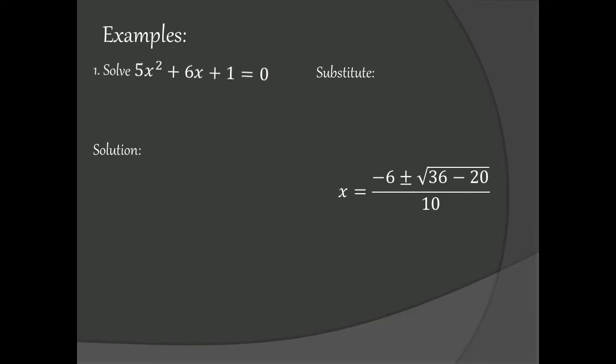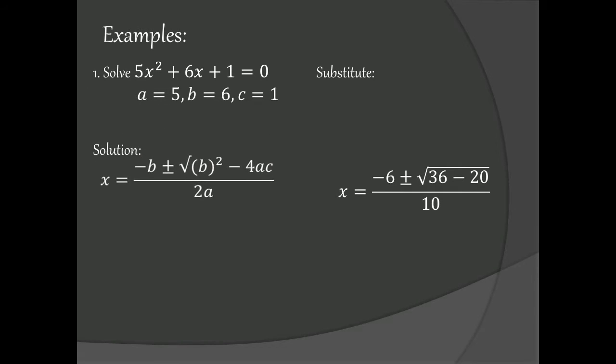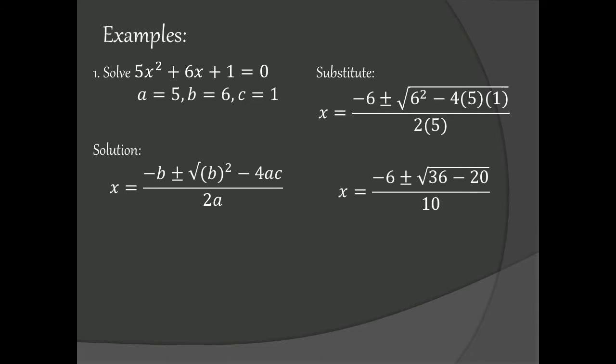For examples, find the roots of the equations by using the quadratic formula. First, solve 5x squared plus 6x plus 1 equals 0, where a is equal to 5, b is equal to 6, and c is equal to 1. Solution. Using the quadratic formula, x is equal to negative b, positive and negative square root of b squared minus 4ac all over 2a, we just simply substitute the values of a, b, and c.